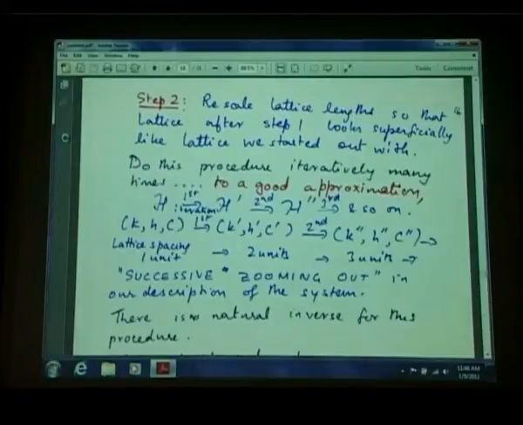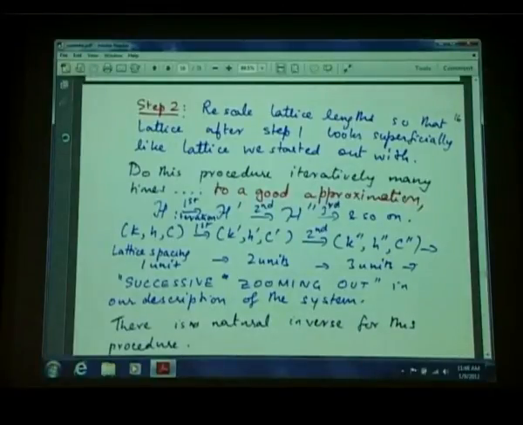So in the second step of this transformation, I can rescale my lattice length so that the lattice after step 1 looks superficially like the lattice we started out with. And I can do this process iteratively many times. Okay? Each time I do this, to a good approximation, h goes after the first iteration to h prime, goes to h double prime, and so on, and the coupling constants just keep changing after each iteration. To a good approximation, there is no other change to the physical system.